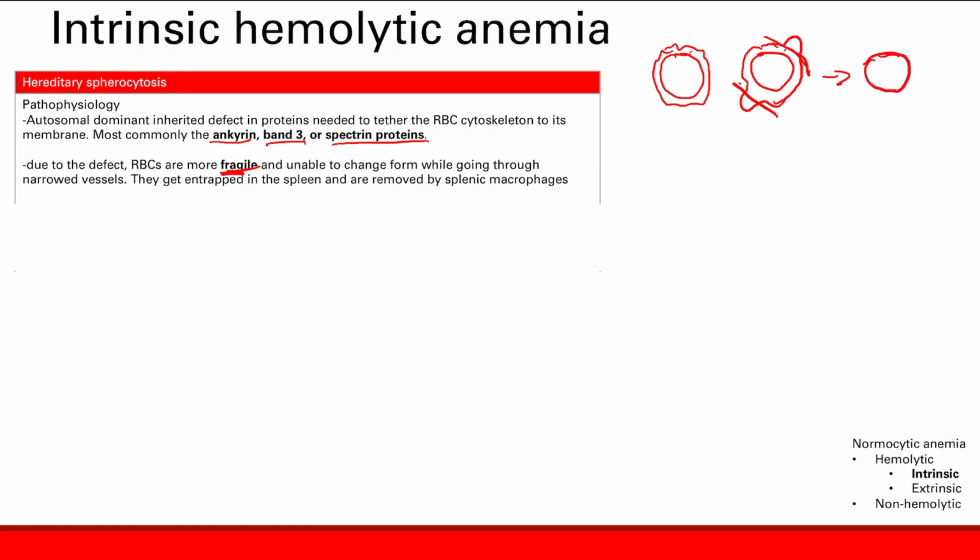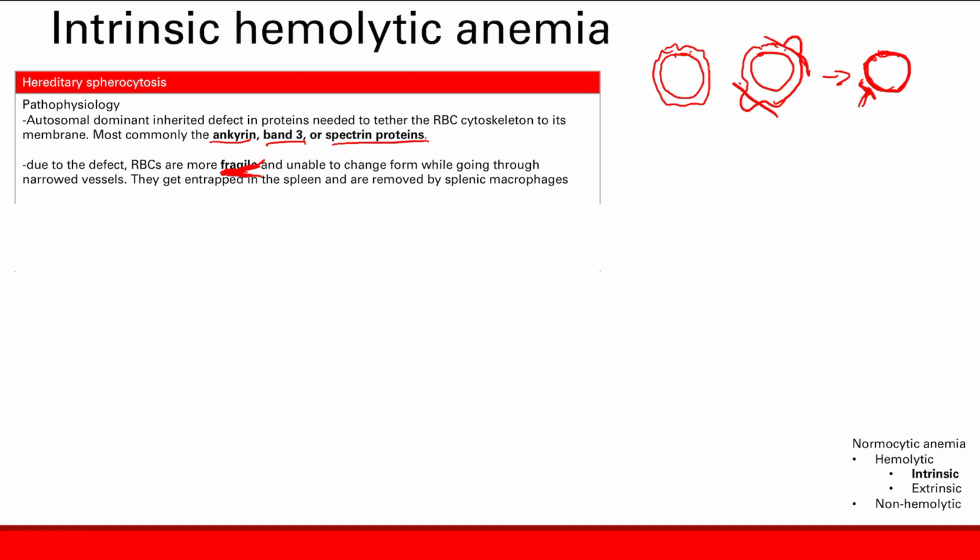First of all, you're going to lose surface area and volume, and you're going to get smoother red blood cells. They're going to become more sphere-like, in a small sphere shape, and that's why we call it a spherocytosis. So again, these red blood cells, these spherocytes, are more fragile. They're super fragile, and they're unable to change form while going through narrowed vessels.